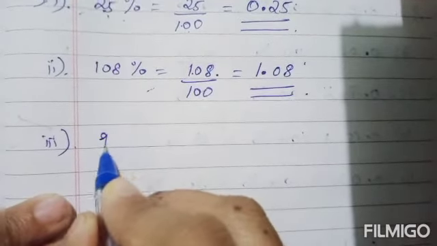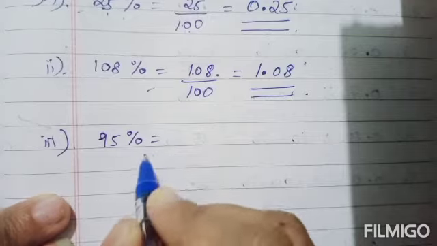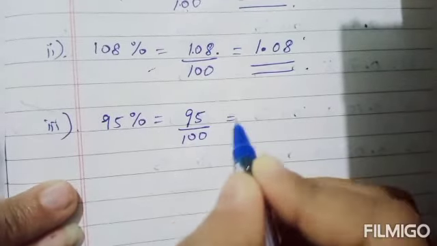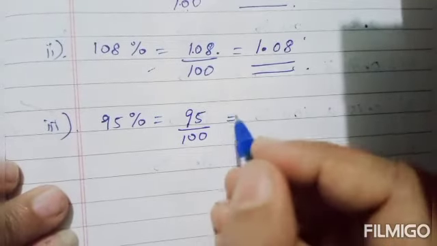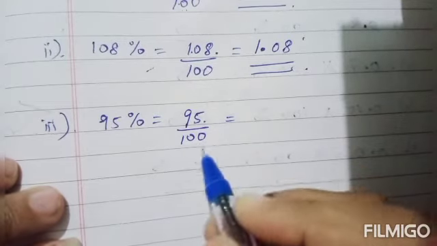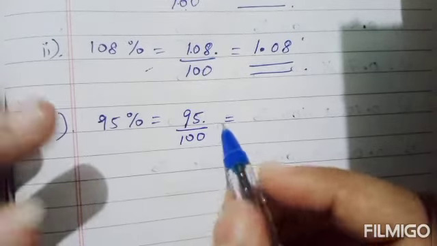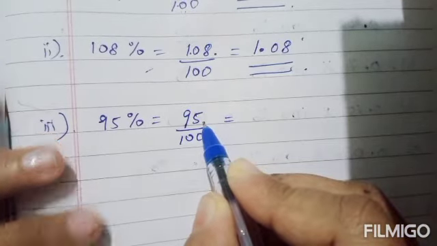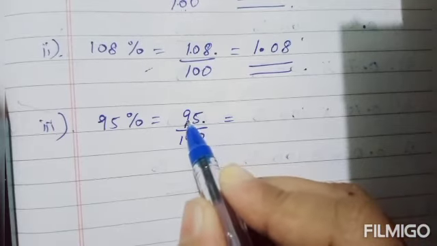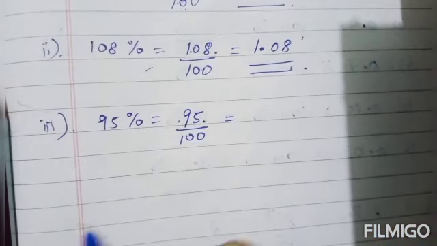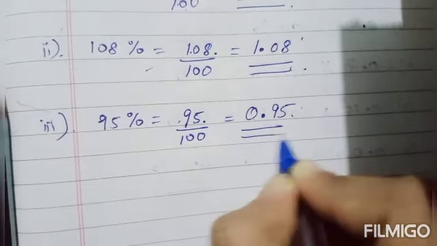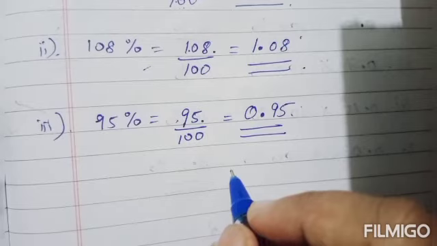Okay, now third one, 95 percentage. 95 percentage means it is 95 by 100. So in decimal form, how can we write this? Division by 100, so the decimal point will move 2 places to the left. Here will be the decimal point actually. Moving this decimal point 2 places to the left, 1, 2. Here will be the new decimal point. So you will get 0.95.